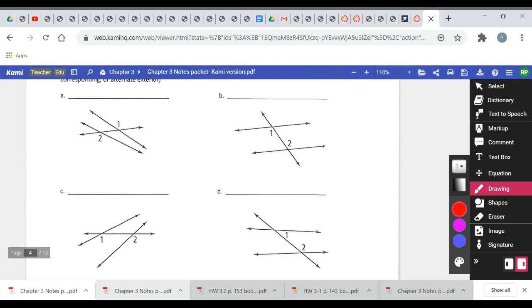Like I said, this whole chapter is kind of dependent on you knowing what those angle pairs are. The more you practice them, the better you'll get. So see if you can really think about what those words mean and get those filled in.